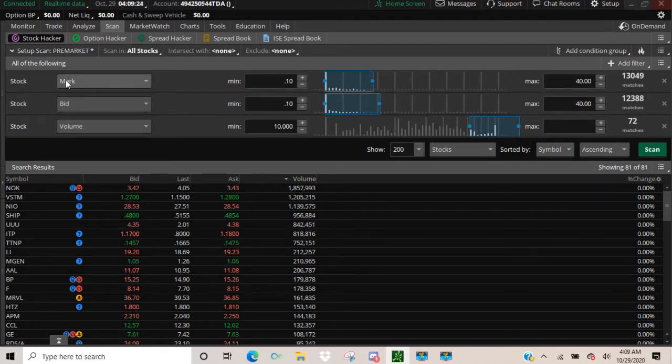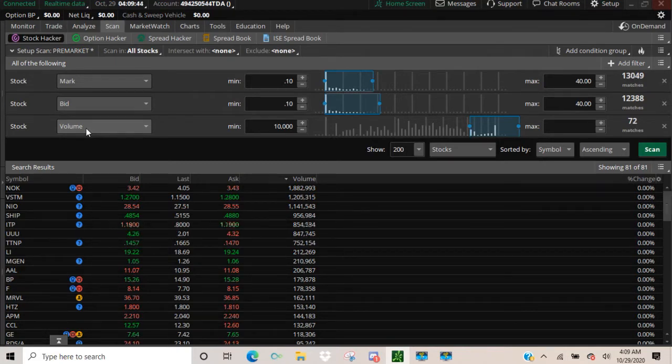Right now it is Mark, and it's a minimum of 10 cents to $40. Mark is the last given price. Bid, of course, is what we're bidding, 10 cents to $40. Same thing. And then for stock, I use the volume indicator, and I cannot stress this enough.